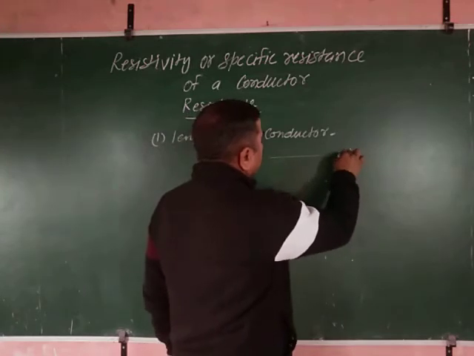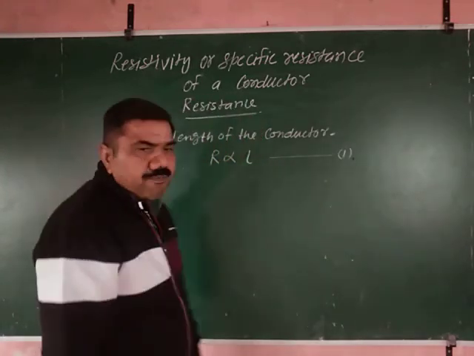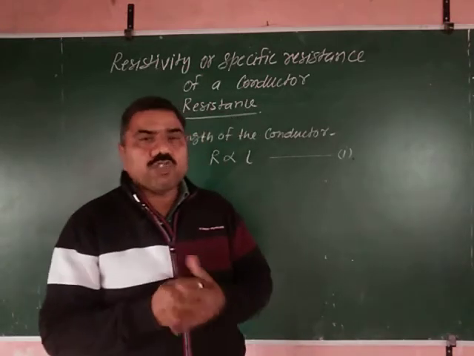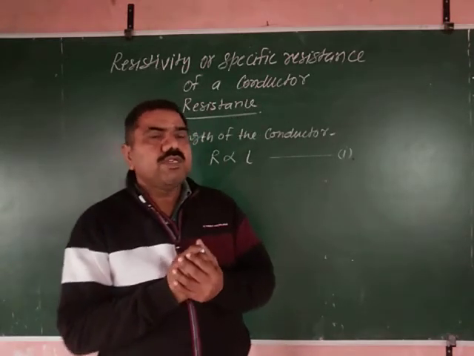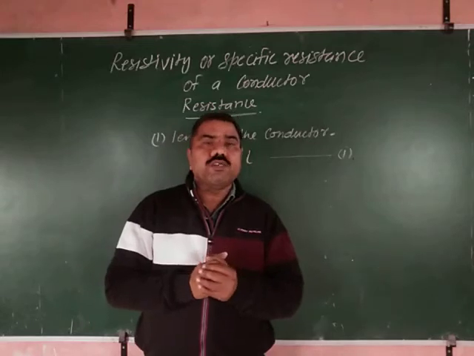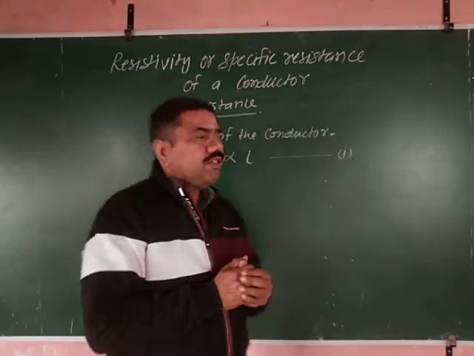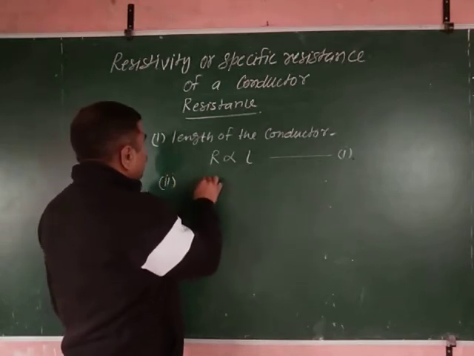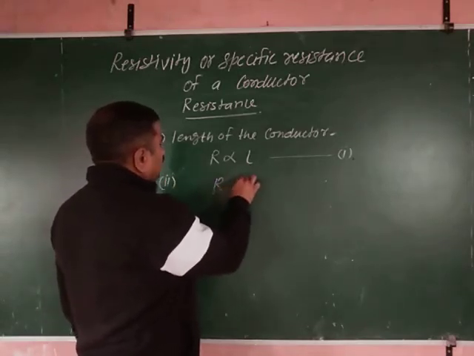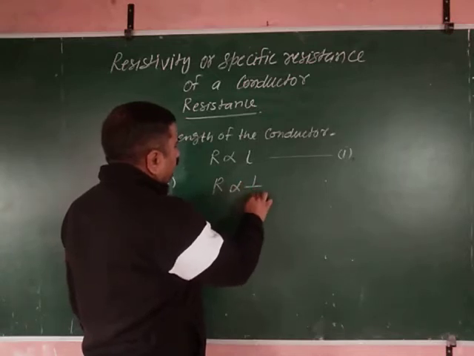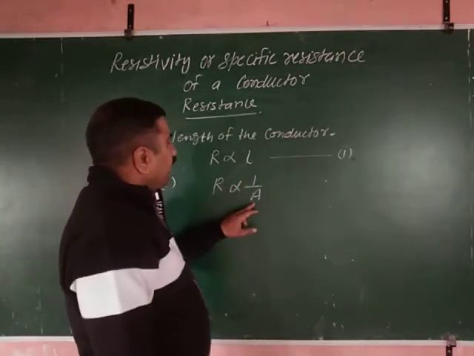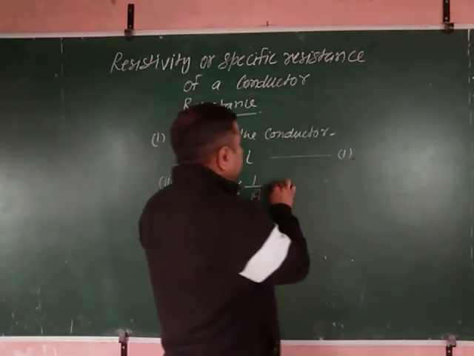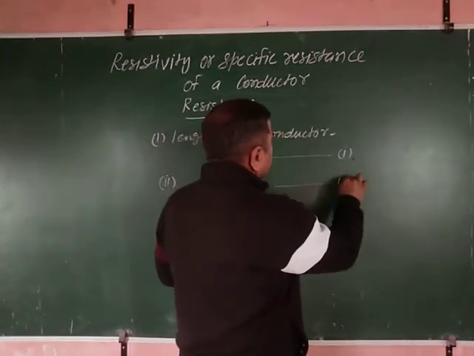This is equation 1. Secondly, the resistance of a conductor is inversely proportional to the area of cross section of the conductor. From this, R proportional to 1 upon A, where A is the area of cross section of the conductor. This is equation 2.